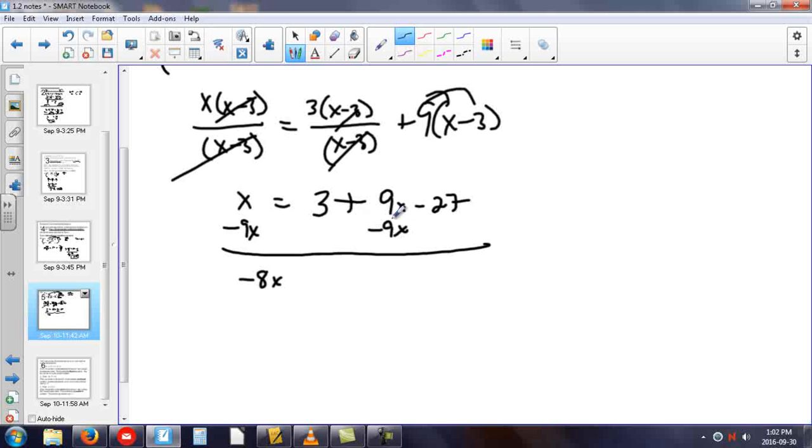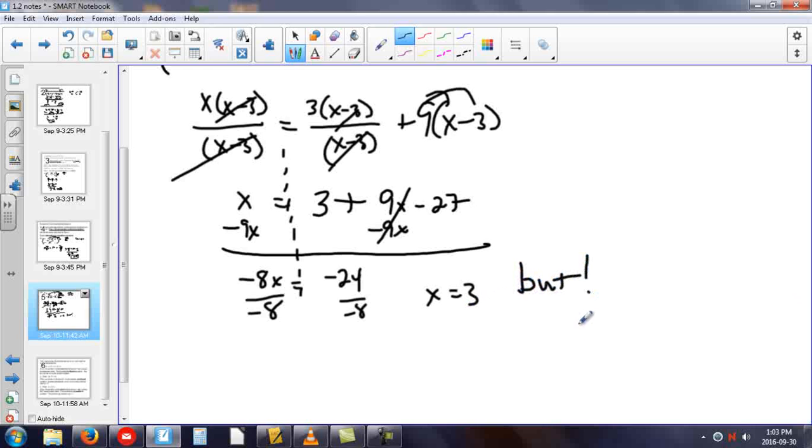Now, this is where a lot of people get into trouble. They see the 3 and the negative 27, and because I just moved across an equal sign, they think that they have to change the 3 or the 27. But what you remember is these are on the same side of the equal sign, so you just combine them the way they are. 3 and a negative 27 is negative 24. Now if I divide by negative 8, x will equal 3.